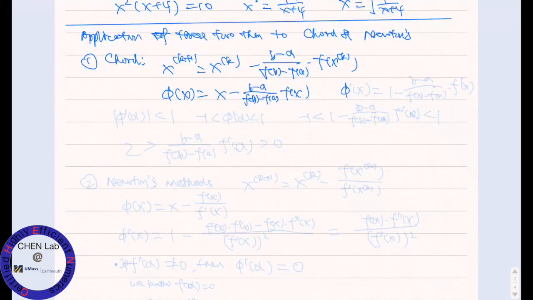So the phi prime, you take the derivative of this guy, is 1 minus, for the chord, something is constant, so you just get b minus a over f b minus f a times f prime of x. So if we were to apply the first theorem, the one with a strong assumption, which of course will get a strong conclusion, so we don't need to worry about the initial guess. You put the initial guess anywhere, you will converge, right?